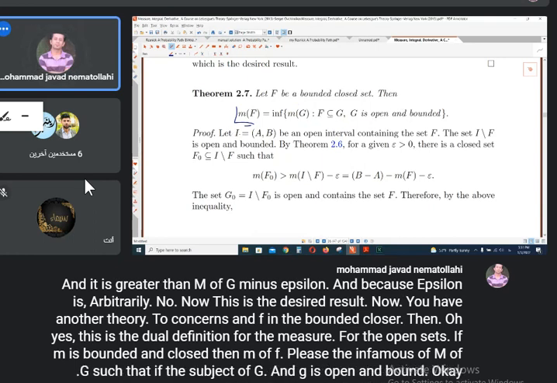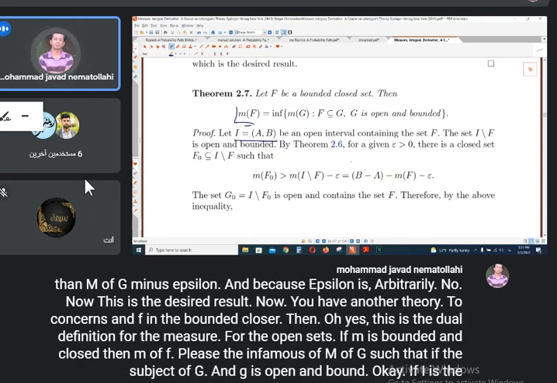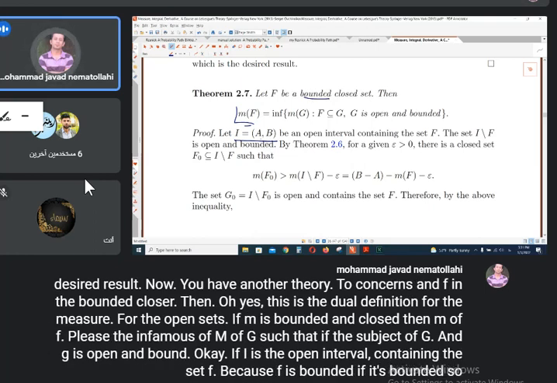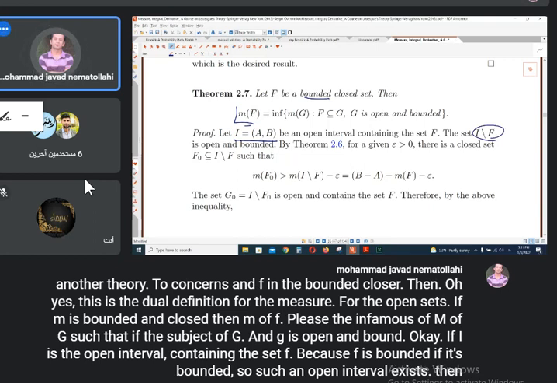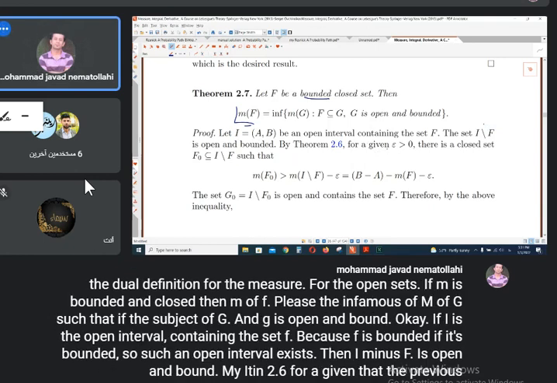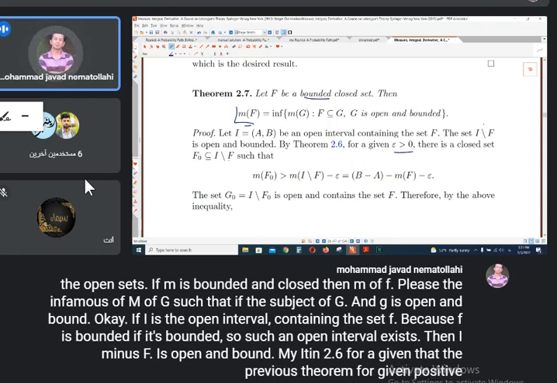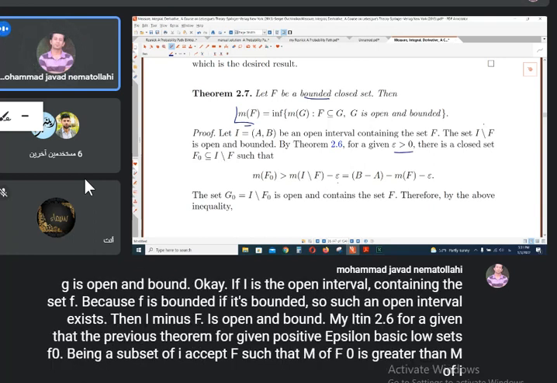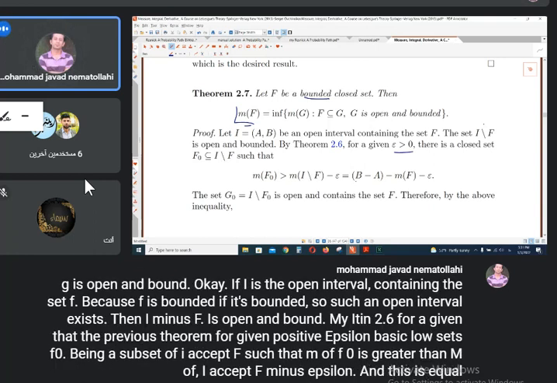Okay? Let I be the open interval containing the set F, because F is bounded. F is bounded, so such an open interval exists. Then I minus F is open and bounded. By theorem 2.6, the previous theorem, for a given positive epsilon, there is a closed set F0 being a subset of I except F, such that M of F0 is greater than M of I except F minus epsilon.